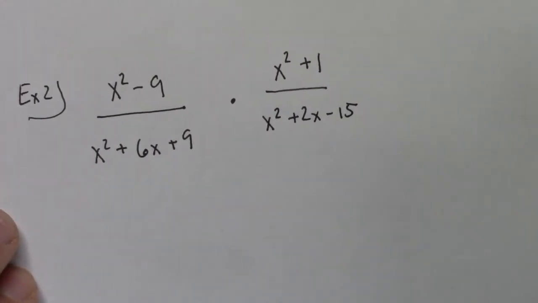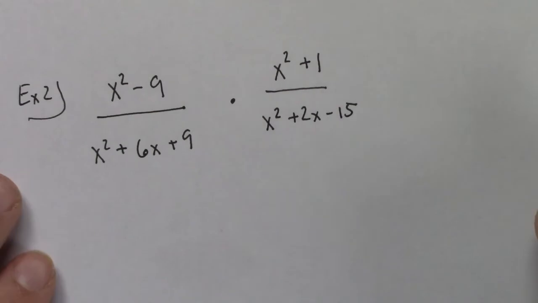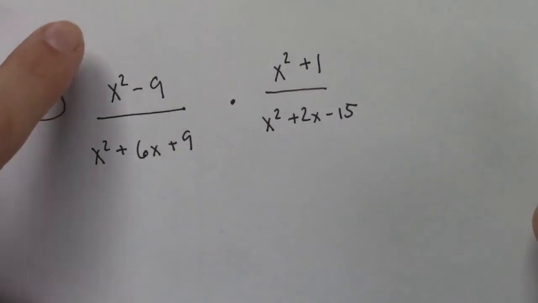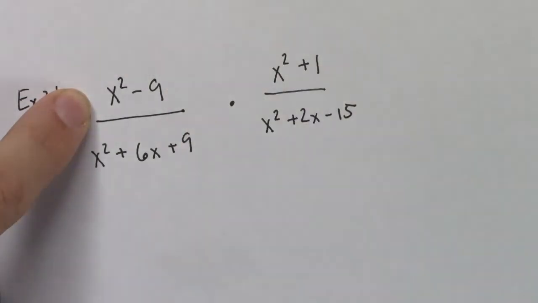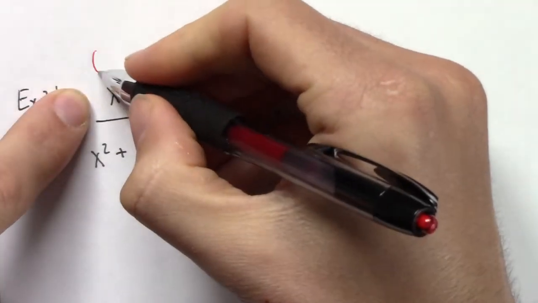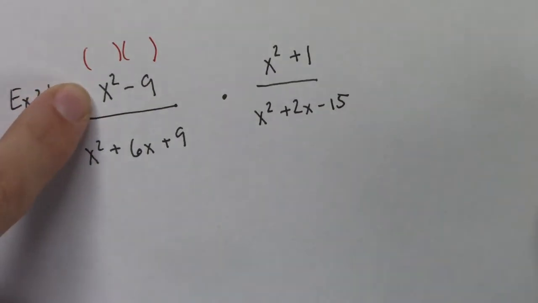Same as before, step 1 is going to be to factor everything. I specifically chose these for a couple of reasons. Some because I'm lazy, others because I want to showcase something. First one I want to showcase, this first one right here, x squared minus 9. X squared minus 9 is a special factoring problem that you might be aware of.